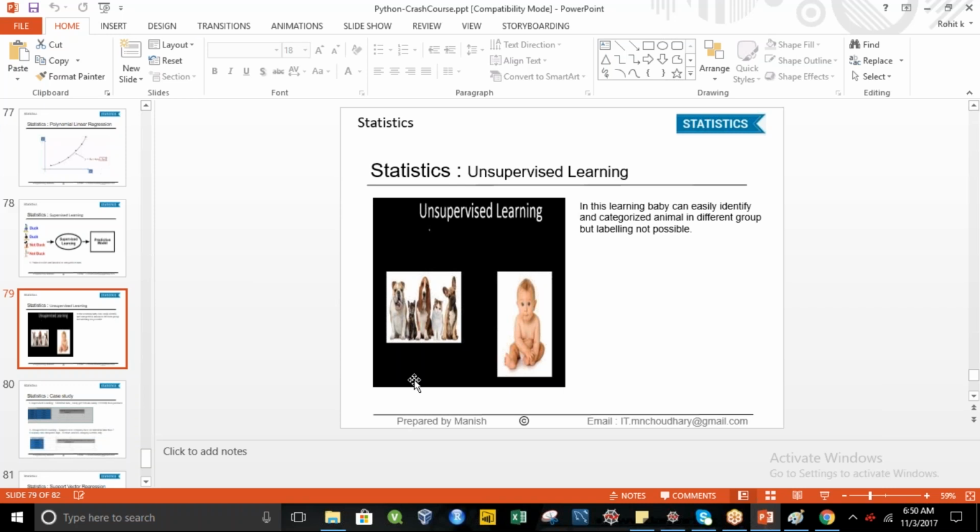So in supervised learning, the data is already in a labeled format, already in a category format. But in unsupervised learning, we know that this data is different, this data is different, this data is different, but we have no idea which label it will fall under. Either it will fall under dog or cat, because we have no labels in unsupervised learning. So this is the major difference between supervised and unsupervised. Unsupervised has no label. We have categories with attributes, we can easily understand it is a different kind of category, but the name we have no idea.